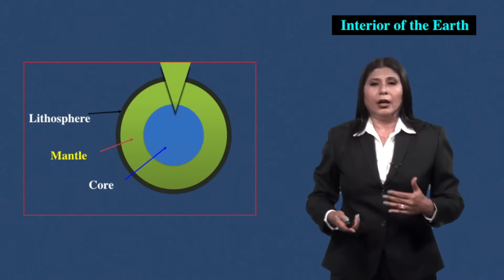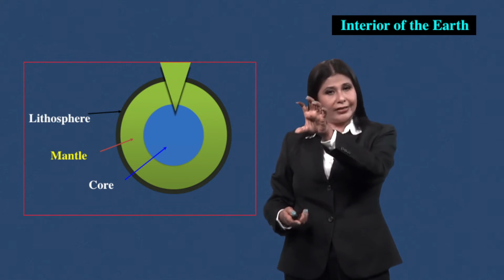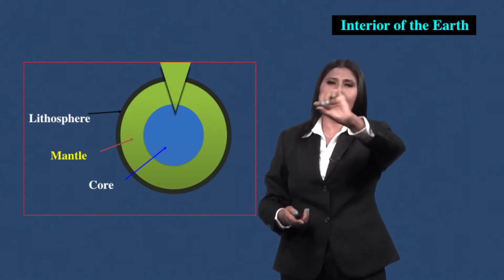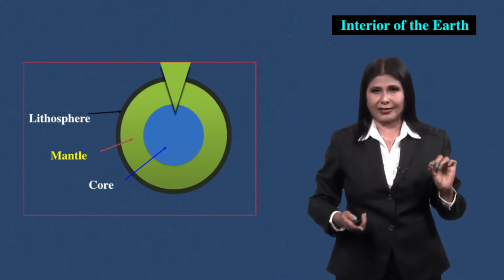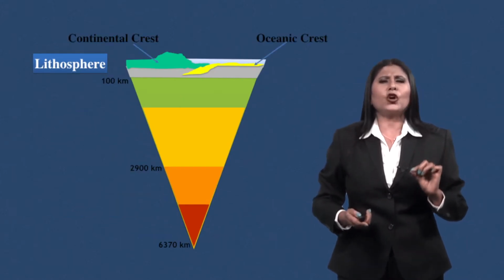So, we have these three layers: a core at the center, a mantle which is in between, and a thin layer which we call lithosphere or crust. So, let us talk about lithosphere.